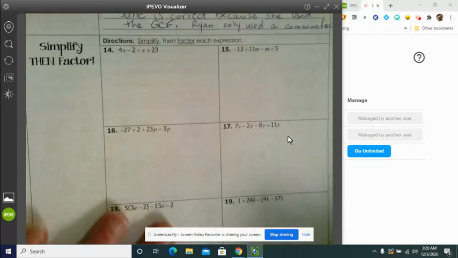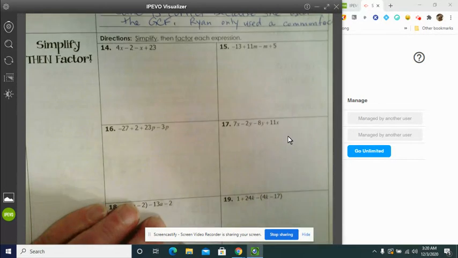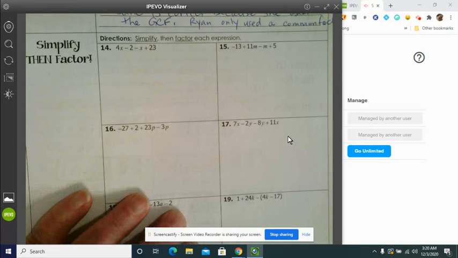Okay, so now we're going to talk about expressions. So first we have to simplify, and then we have to factor them.